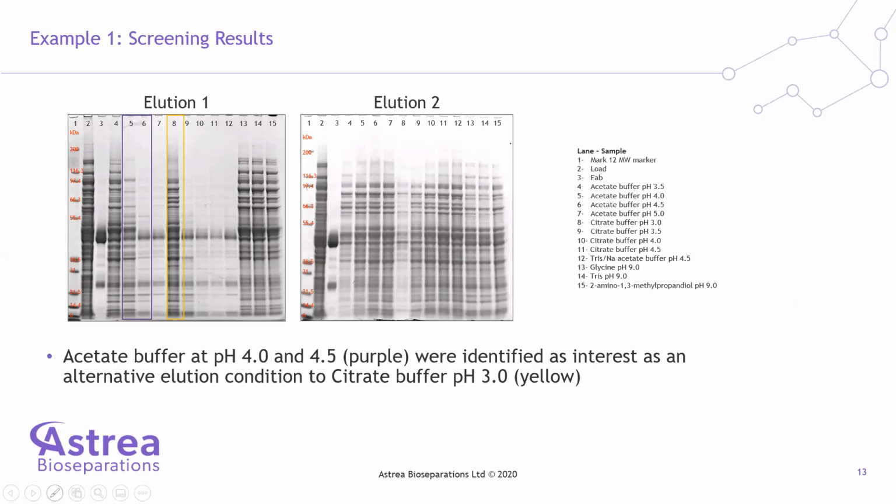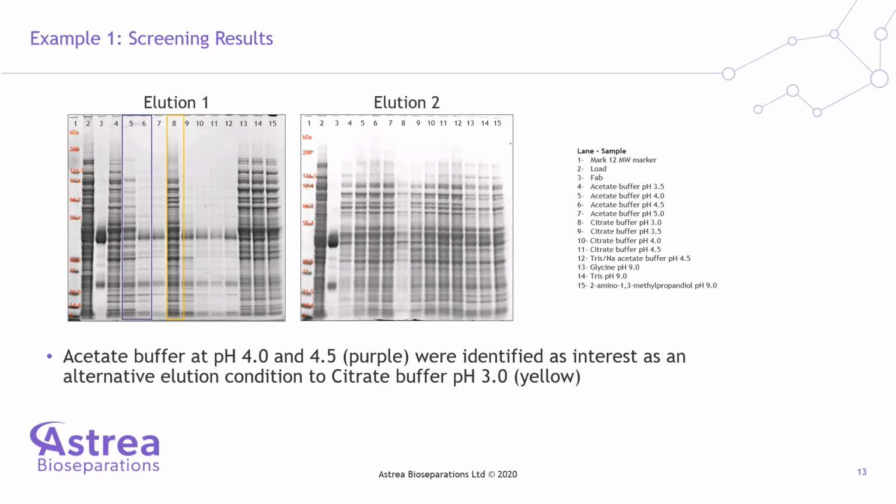So here we've got the SDS-PAGEs from the screen. On the first gel, we've got elution 1, which is where we changed the elution buffers. And on the second gel, we've got elution 2, which is where we went in and eluted with the citrate at pH 3 to see what remained on the column. So in lane 3, we can see our Fab fragments as a marker for where they are. Highlighted in lane 8 is our control, which was the citrate at pH 3.